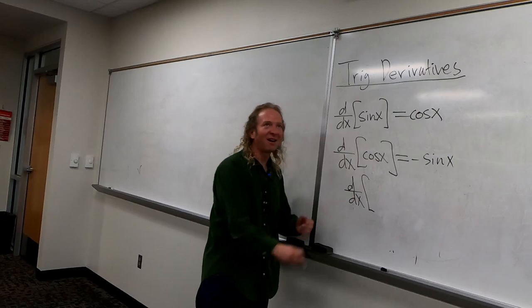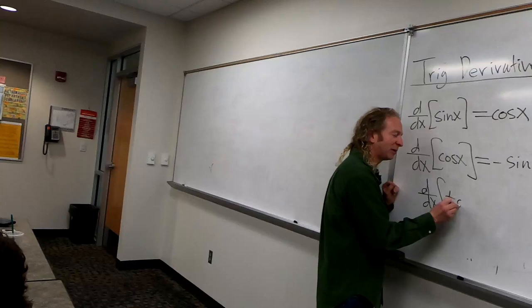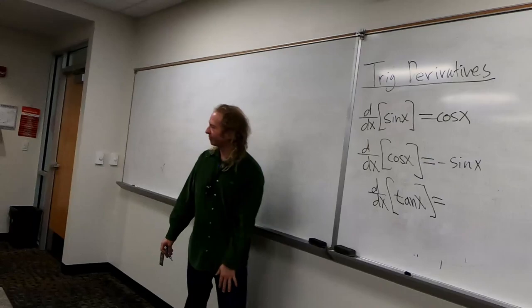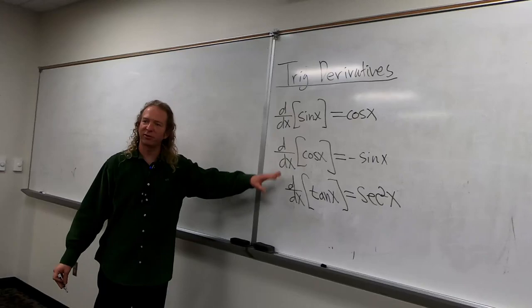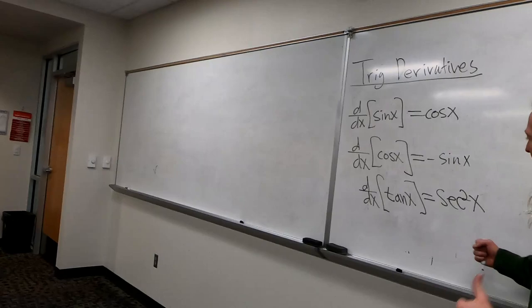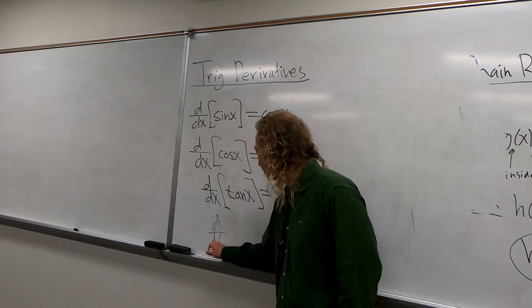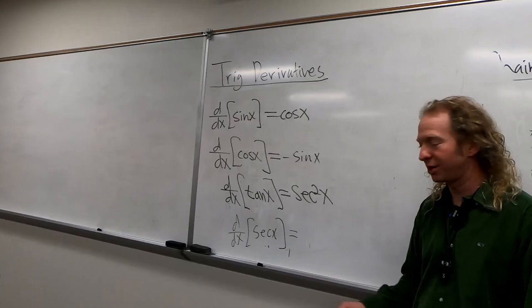The derivative, how about tangent? That's another popular one. I'm trying to do the most popular ones. Derivative of tangent is secant squared x. A very popular derivative. Any Calc 2 student will know this. You become a master at this. And then the derivative of secant is secant tangent, right? Secant tangent.